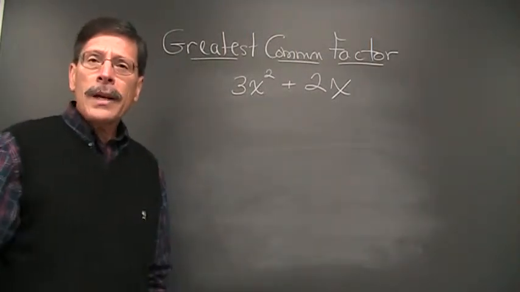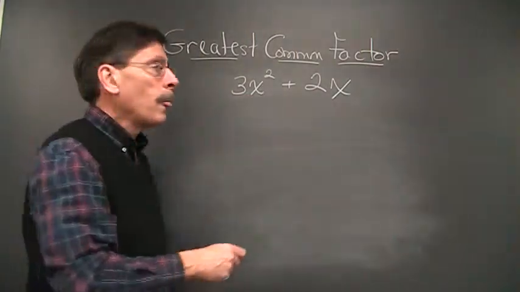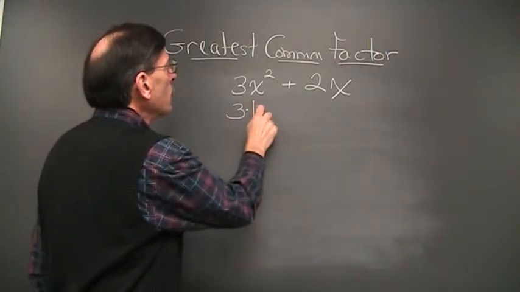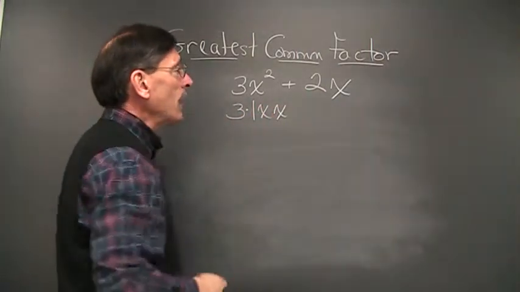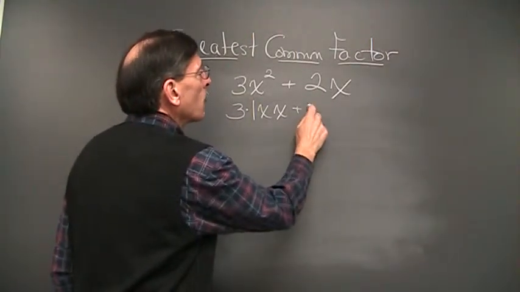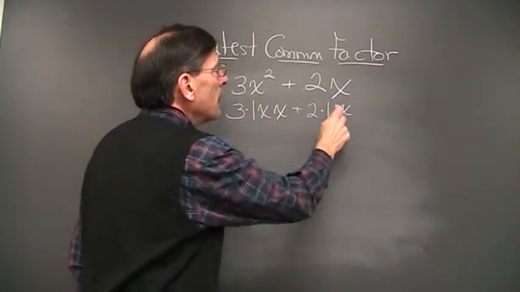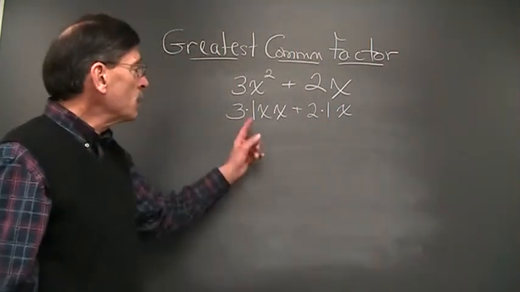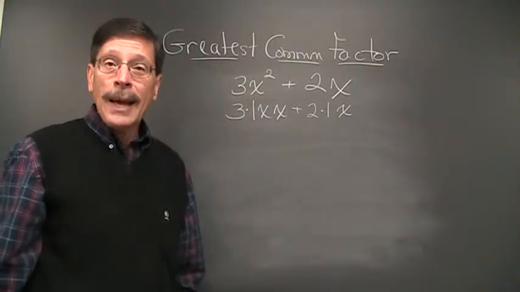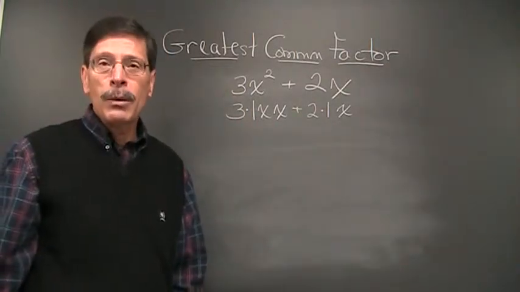Now, the most direct way to do this is to factor each term. So I can write 3 as 3 times 1, and x squared is x times x. And I can write the second term as 2 times 1 times the factor x. Now this 1, a little later, is going to play an important role. Of course, it's not absolutely necessary, but it will help us avoid some problems in the future.